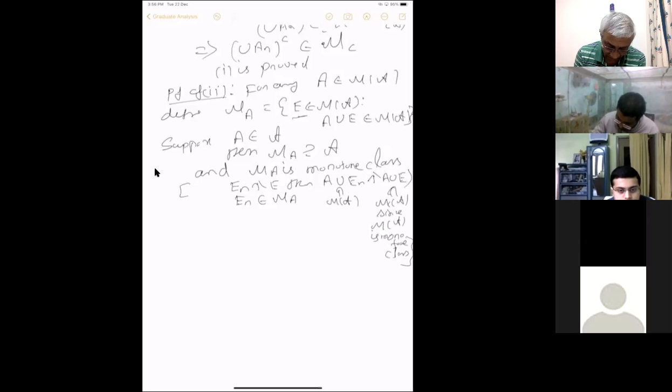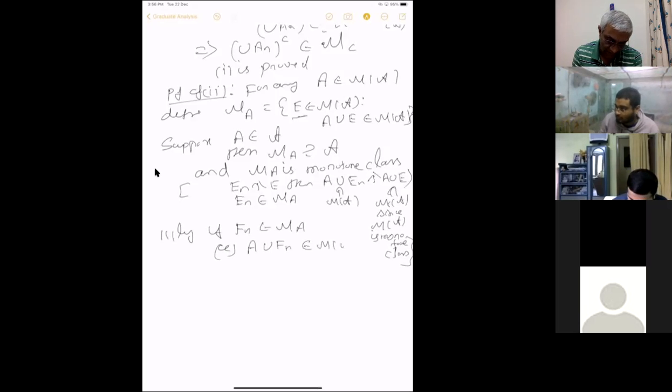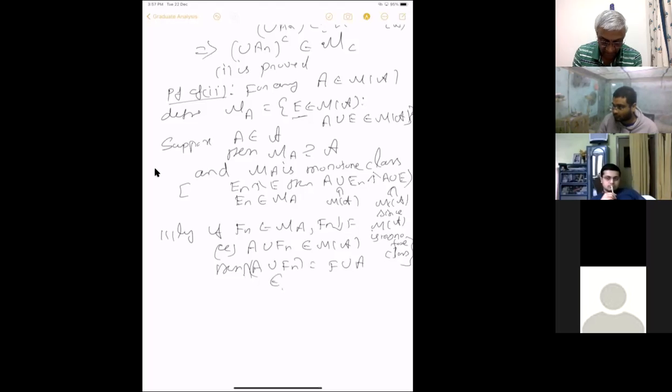Similarly for intersection. If Fn is in MA, that means A union Fn is in M of A. Then the intersection of A union Fn is equal to A union F, where Fn decreases to F. This is equal to F union A. So these things are in M of A. Since M of A is a monotone class, this is also in M of A. Is that clear?